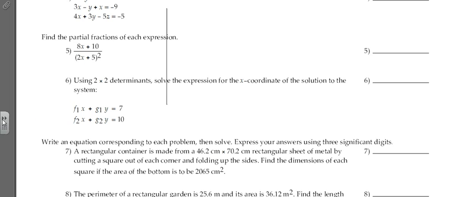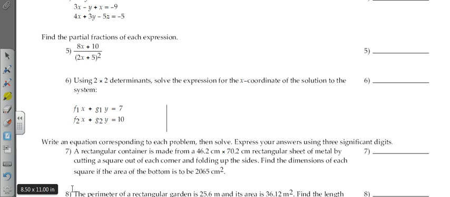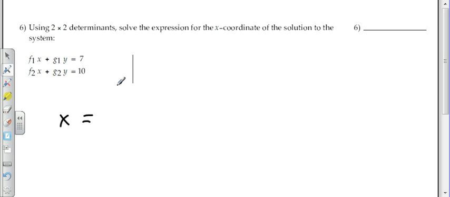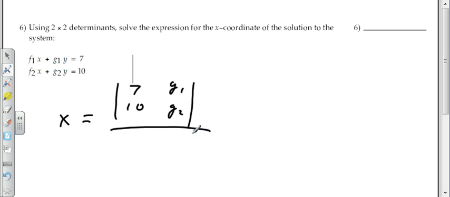So, find the x coordinate using 2 by 2 determinants. Do something. All right, so I'm going to do something. Okay, let's hope for the best. All right, so F1, G1, G2, 7, 8. What in the world? Okay, so x is going to equal... So we're using Cramer's rule. G1, G2 divided by F1, F2, G1, G2.